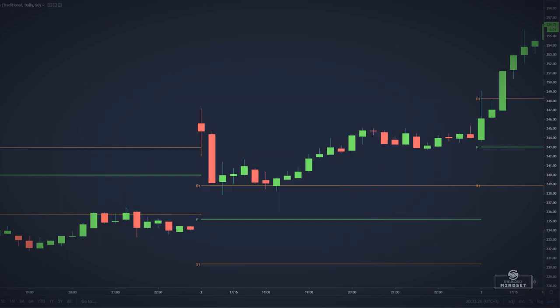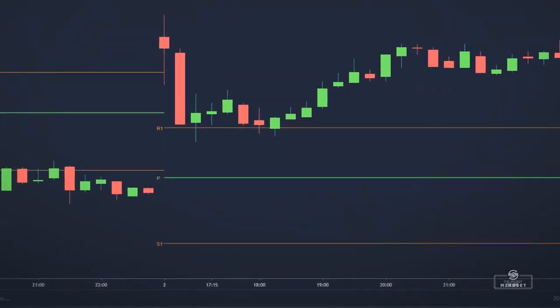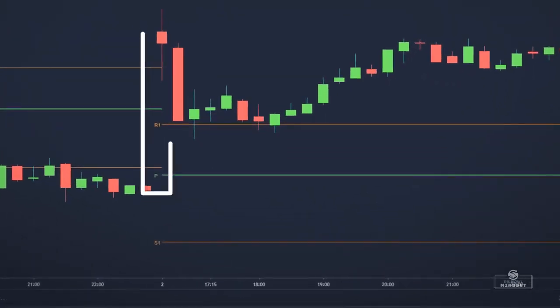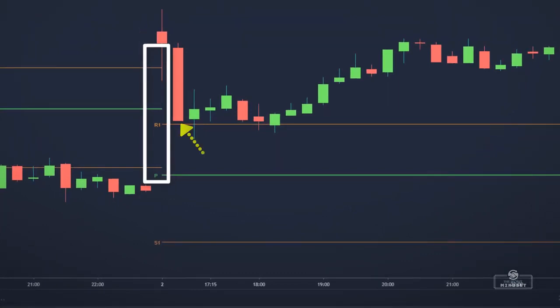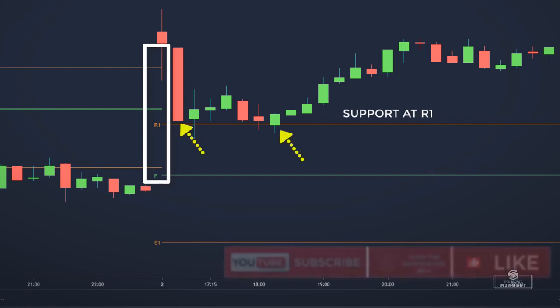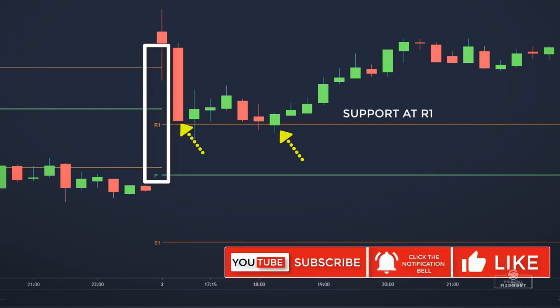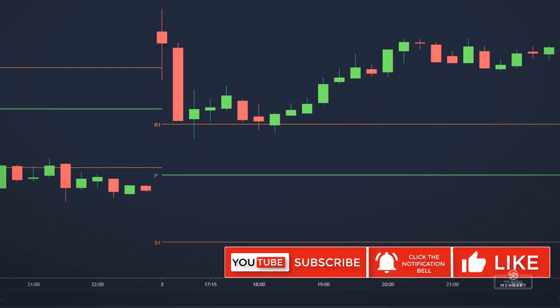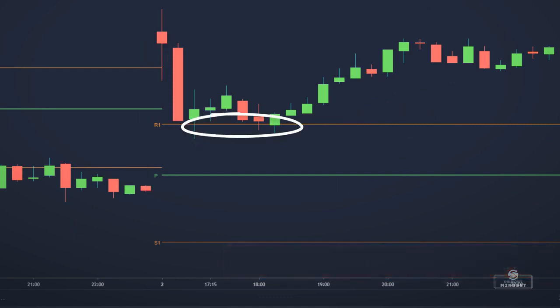In this example, on the same Tesla stock, we have a $10 gap and the price found support at the R1 level. Basically, it is the same pattern as we talked about before, but because the gap was too large, the market found support at the nearest level, the R1.